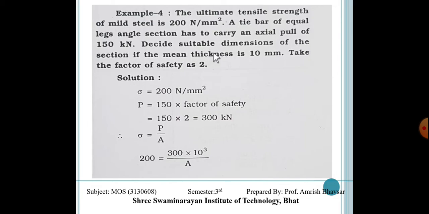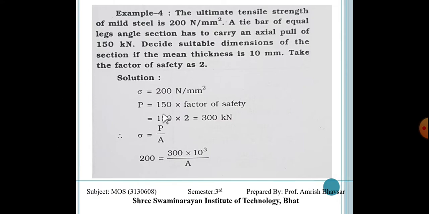Decide the suitable dimensions of the section. If the mean thickness is 10 mm, take the factor of safety as 2. What they have given over here is stress sigma, 200 Newton per mm square, and load P equal to 150 kilonewton. But whenever we design any section, we must take into consideration the factor of safety.